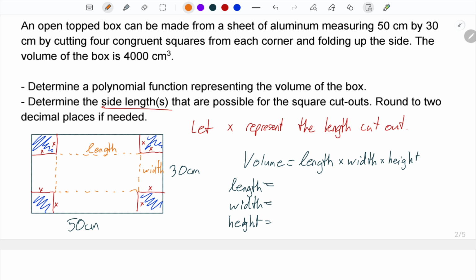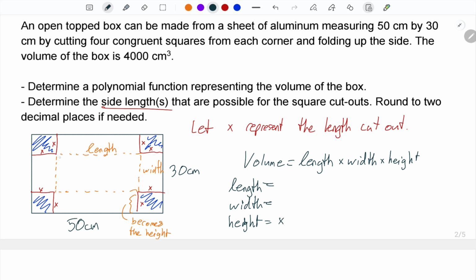And then, well, what's the height? Well, actually the height, because we're folding these outer parts over, the part that we're cutting out, the X length, that length becomes our height. So right away we can actually just put the height, that's just x. Okay, but the length and the width.